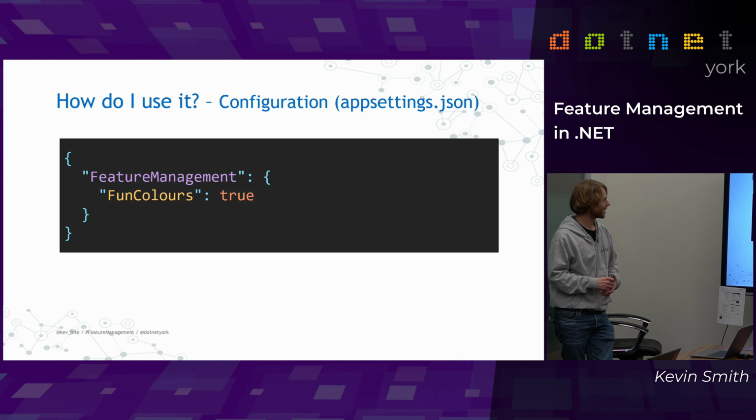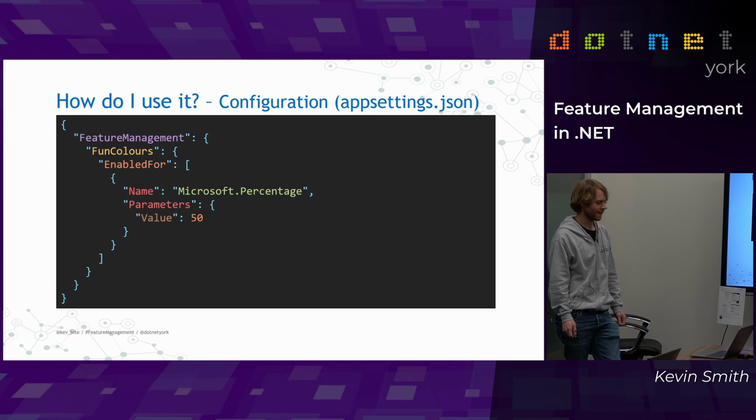So to set up the configuration for it, this is an example of appsettings.json, and they're all pretty much very similar. You end up using underscores instead of colons, and you can put them into environment variables and things like that if you use them that way. But this is pretty much it. So you declare a block in your configuration called FeatureManagement, and you set FunColors, which is our variable, a feature, sorry, and then we set it to true, and you can also set it to false.